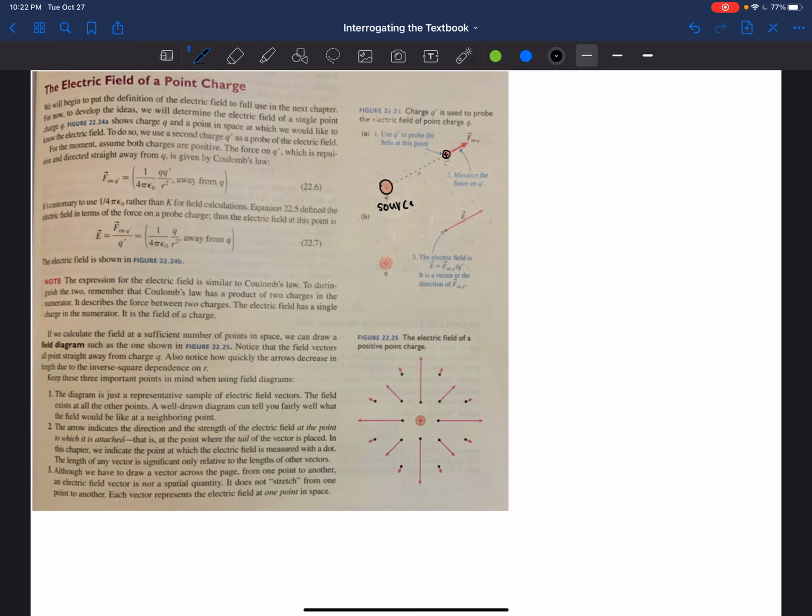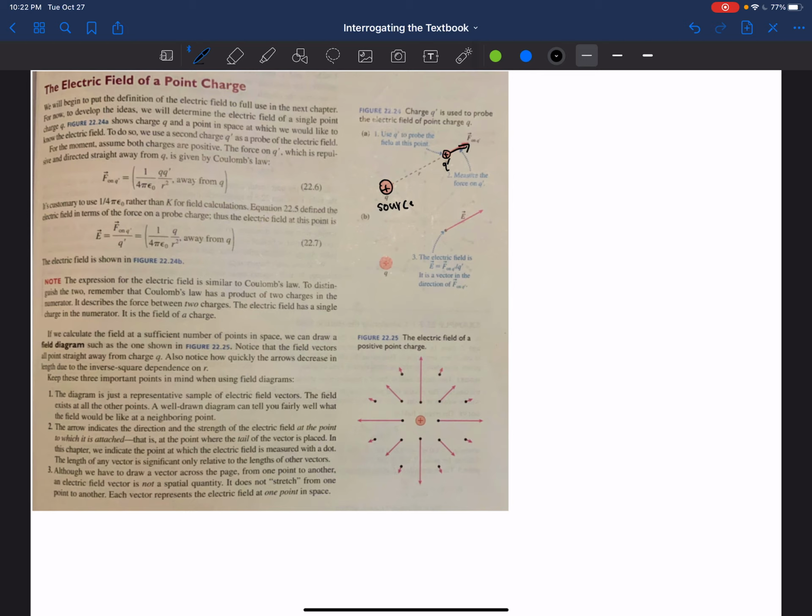To do so, we'll use a second charge Q prime as a probe of the electric field. For the moment, assume both charges are positive. The force on Q prime, which is repulsive and directed straight away from Q, is given by Coulomb's law. So since both of these are positive, we learned that they will repel each other. So the force exerted on this Q prime is going to be in this direction since they repel each other.